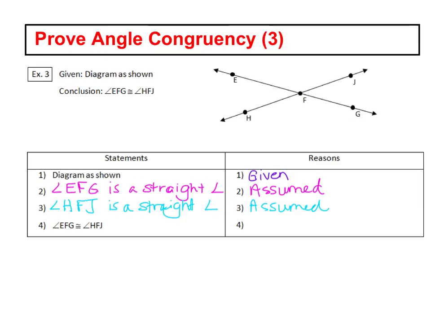So what we have here are two angles that are straight angles. So we can go ahead and conclude that the two angles are congruent. And what do you think the reason is? Well, the reason is that we have a theorem, the straight angle theorem, that tells us if two angles are straight angles, they are congruent. So our reason is straight angle theorem. And we proved it.